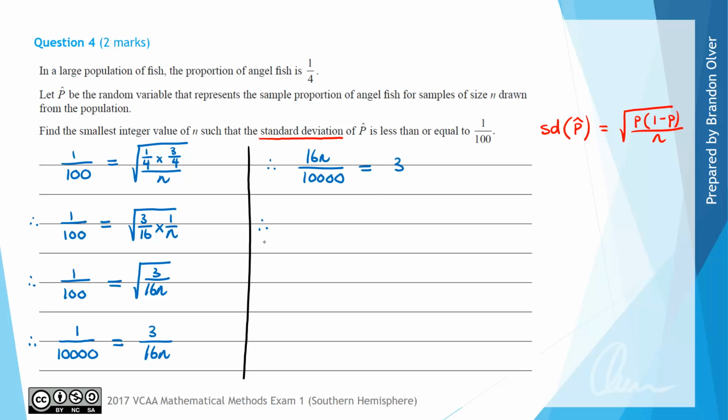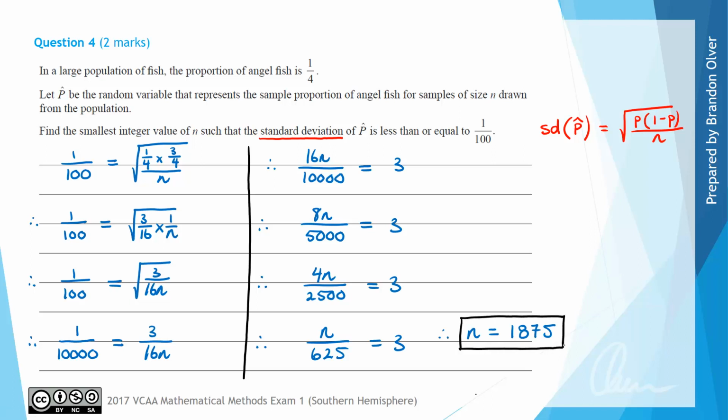And now we can simplify this down. So 16n over 10,000 is the same as 8n over 5,000. And some people may be able to do this quicker, but I'm just going to go methodically and simplify this one step at a time. So the next step for me is to say that 4n over 2,500 must equal 3. And now for this last step, we would just have n over 625 is equal to 3. So therefore, our value of n is just 3 times 625, which is 1,875. So that is the smallest integer value of n, such that the standard deviation would be less than or equal to 1 divided by 100.